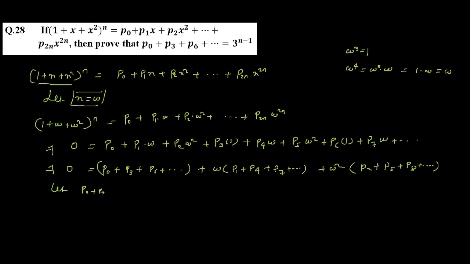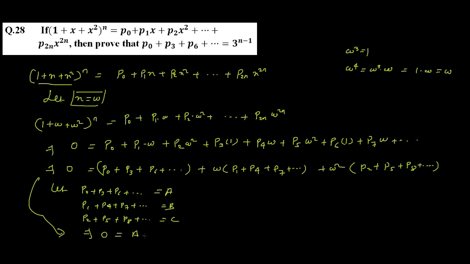Let p naught plus p3 plus p6, this series, be equal to capital A. p1 plus p4 plus p7, this is equal to capital B. p2 plus p5 plus p8, this is equal to capital C. So the above equation will become 0 is equal to A plus B omega plus C omega square.